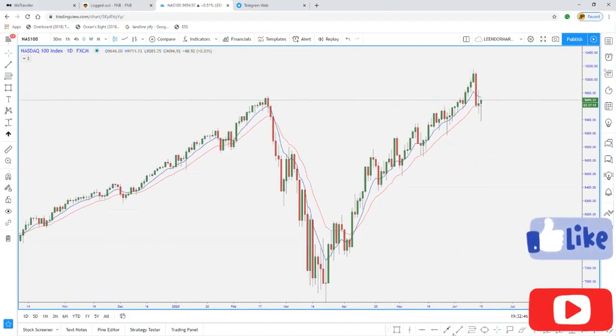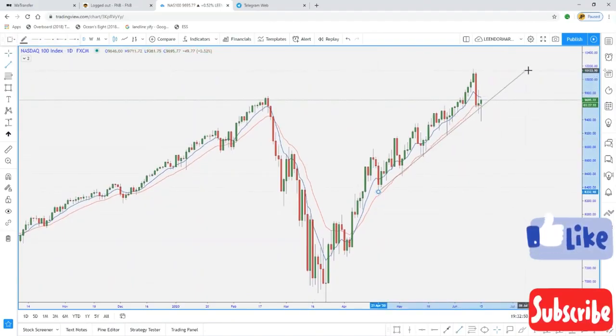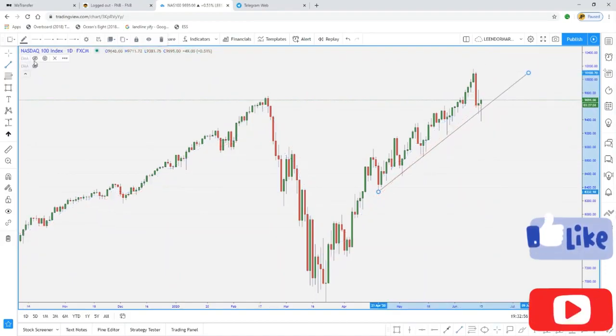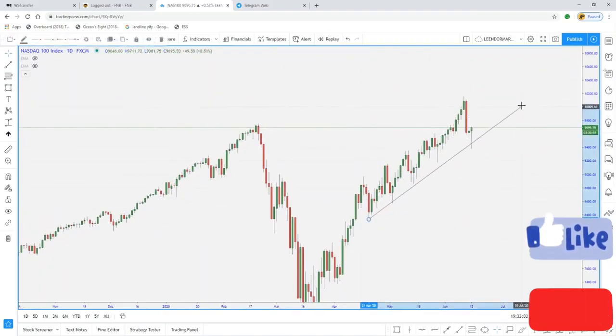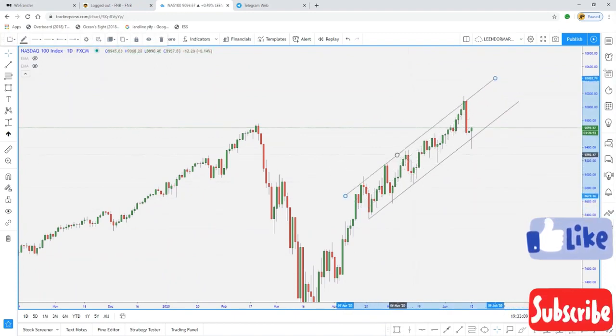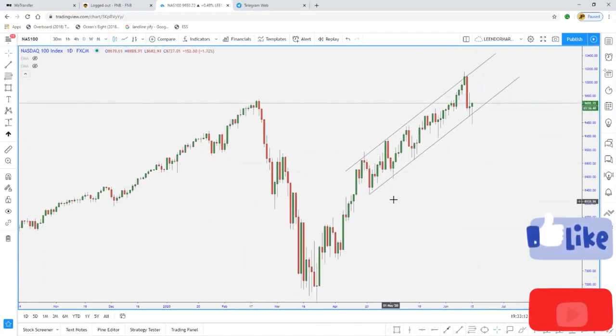Looking at this market, we do have an upward trend on NAS 100. I'm just going to draw a rough upward trend. Let me remove the EMAs for now to show you what is really happening. For now, we are currently trending up. We can safely say that we are in an upward trend. I'm going to copy and paste this and put it at the top of this market. So that's the first thing that we're looking at on NASDAQ.